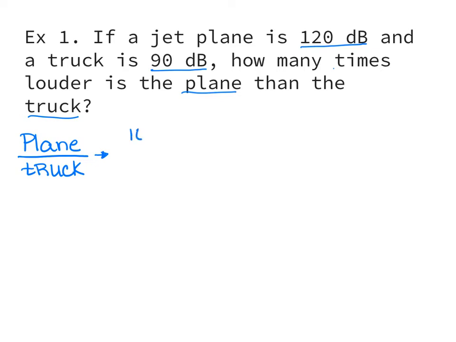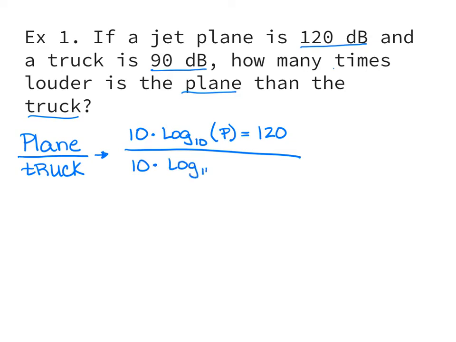So remember, the formula was 10 times log base 10, and understand that log base 10 can be written as just log of, and we're comparing the plane right now that has a decibel of 120. And then in the denominator, we're referring to the truck, which is 10 times log base 10 of t, because we're going to find out what the truck is, equals the 90 decibels.